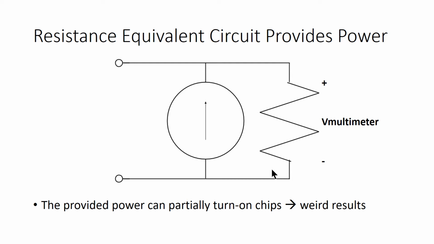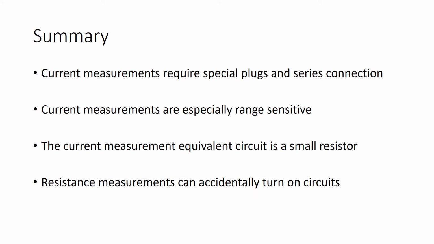The problem is if you accidentally forget you're in current mode and put it in parallel with a circuit, then you've just created a short circuit around your circuit under test, and that usually blows up the multimeter. Be really mindful to put your current mode multimeters in series with your circuits and not in parallel.